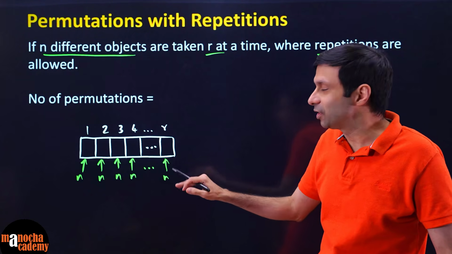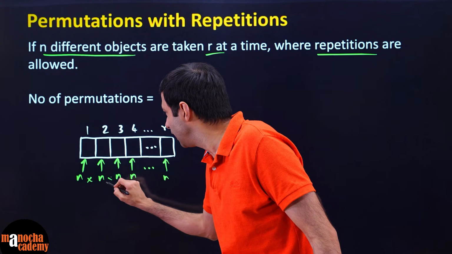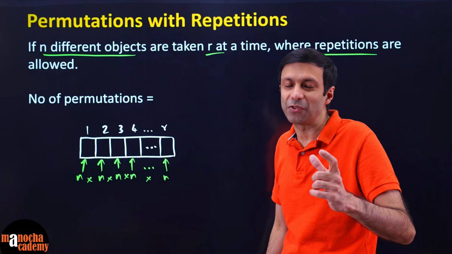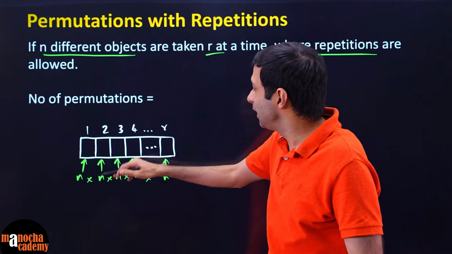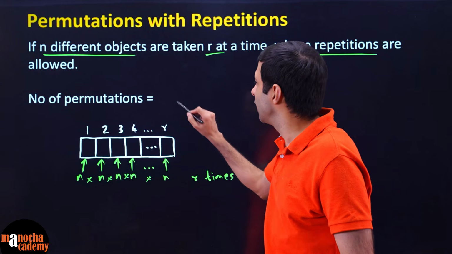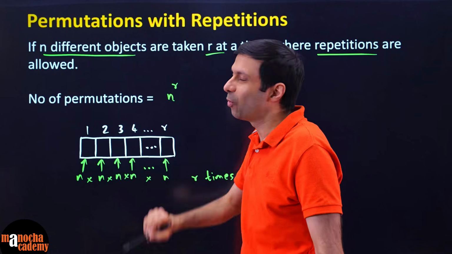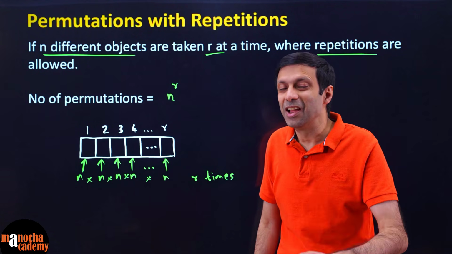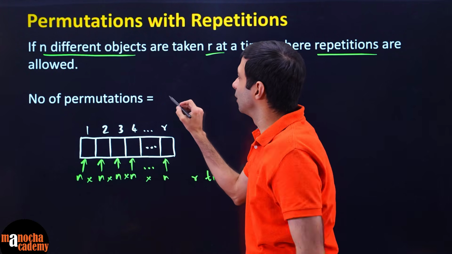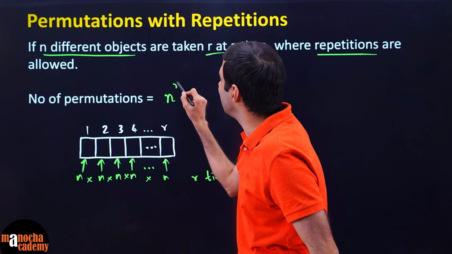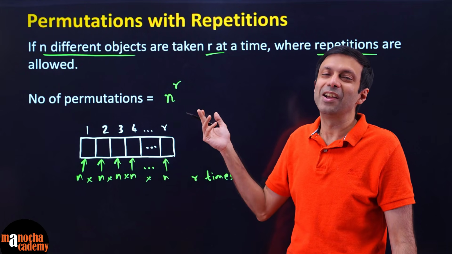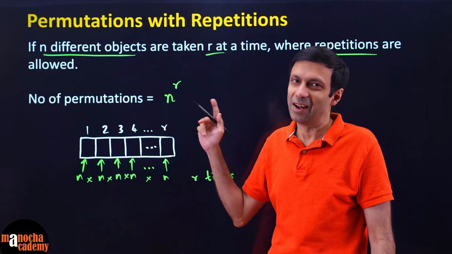So in total how many permutations? Remember, we need to multiply. So n times n times n. And how many times are you doing the multiplication, guys? You're multiplying it r number of times. So finally, what is the formula? n times n, this you're doing r times. So the formula is going to be n to the power r. So see, the number of permutations when repetitions are allowed is going to be n, your number of different objects taken r at a time, to the power r. So this is the formula for repetitions allowed, n to the power r.